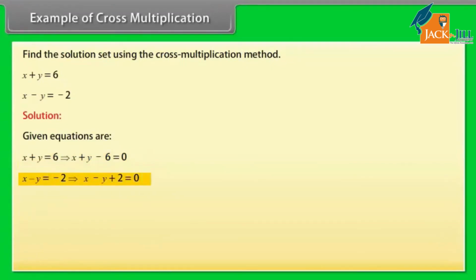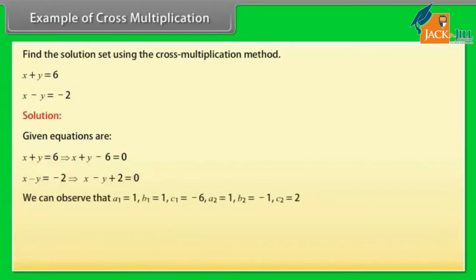X minus y is equal to minus 2. It implies x minus y plus 2 is equal to 0. We can observe that a1 is equal to 1, b1 is equal to 1, c1 is equal to minus 6, a2 is equal to 1, b2 is equal to minus 1, c2 is equal to 2. Solution x, y is given by x is equal to (b1 c2 minus b2 c1) upon (a1 b2 minus a2 b1).